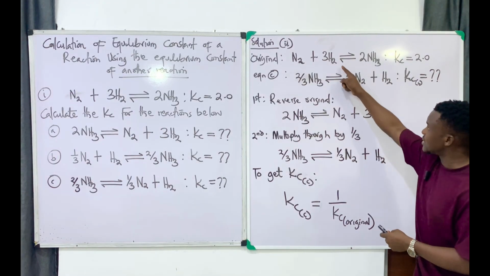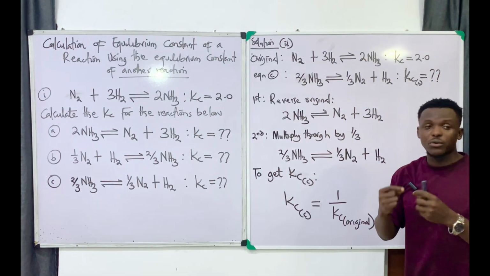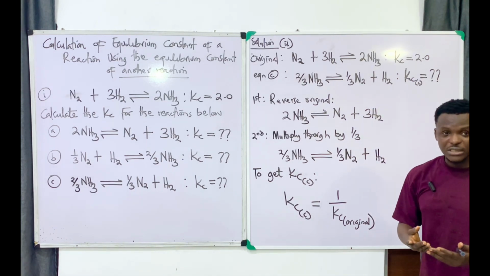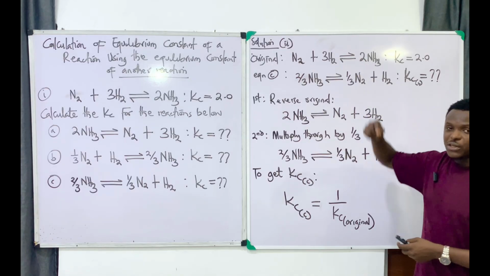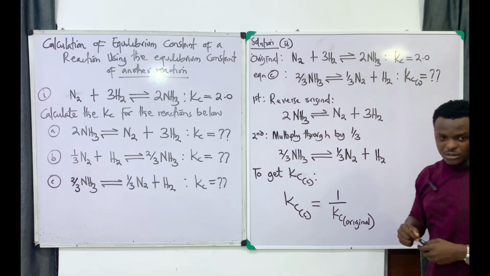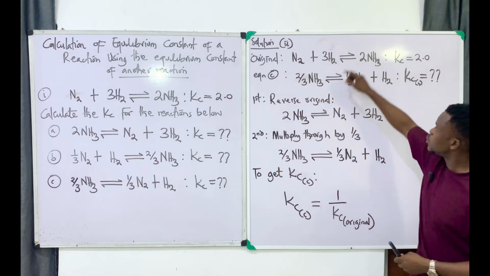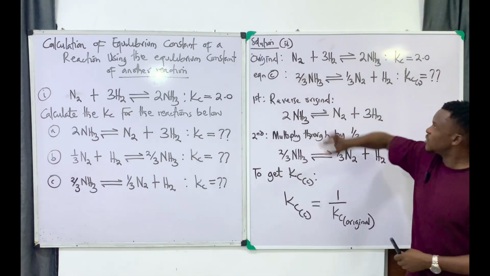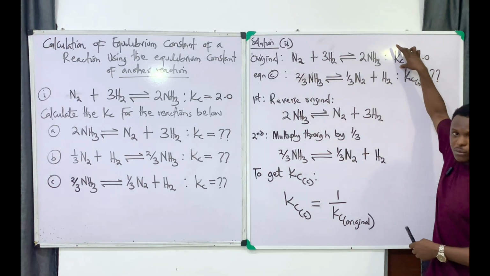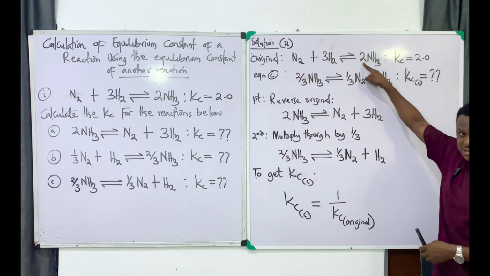But we did not just reverse, we are having 1 over this because we reversed this equation. Anytime you reverse an equation, the equilibrium constant becomes the reciprocal of what it was initially. So if I reverse this equation, the new equilibrium constant of the reversed equation will be 1 over what it was. And we are heading towards this equation. So for us to move from this equation to this, two things were done, so two things will be done to this equilibrium constant. The first is, you take the reciprocal because this equation was reversed.